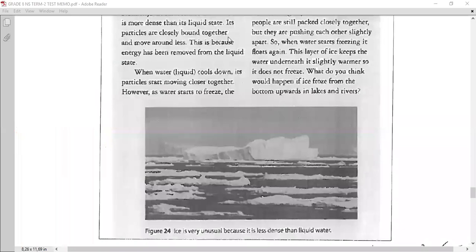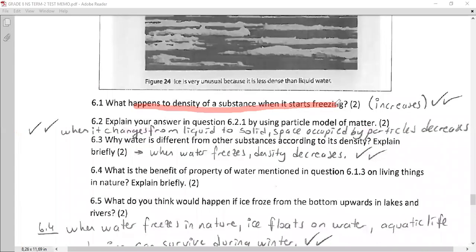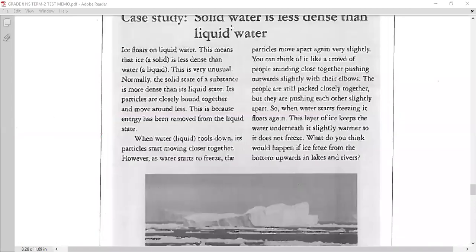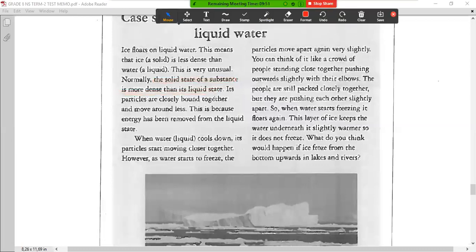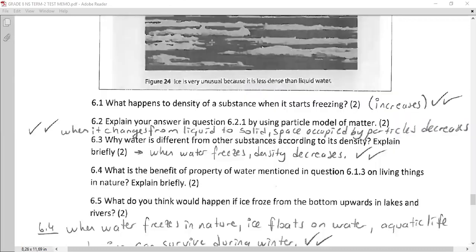6.1. What happens to the density of a substance when it starts freezing? Density, what happens? We just said that. It is here. Can I read it for you? The solid state of a substance is more dense than the liquid state. So which means that when the substance becomes solid, the density increases. That's given in the case study. You don't even need to know. If you read this carefully, you can easily identify.